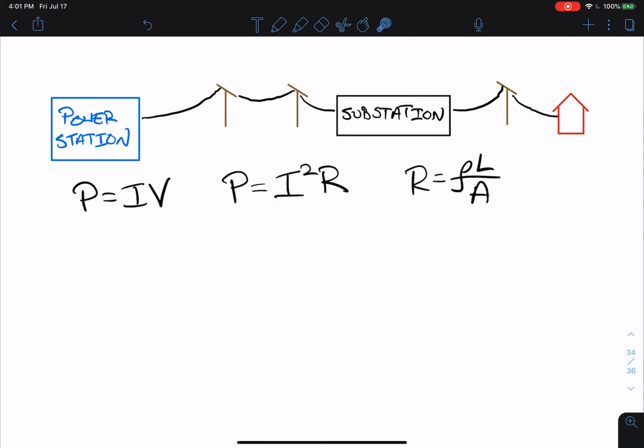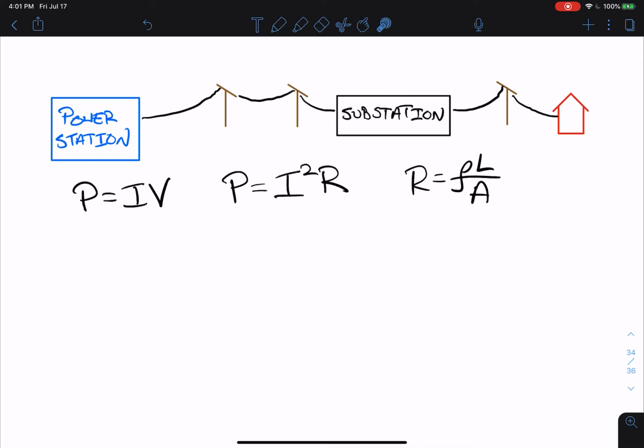So we want the power loss to be as small as possible, so we want the current to be as small as possible. Well, if the current is small, remember, the power has to be high because the cities consume a lot of electricity every second. So the power has to be high. That means the voltage has to be high, very high, to make up for the small current. And this is why around power lines it always says danger, high voltage.